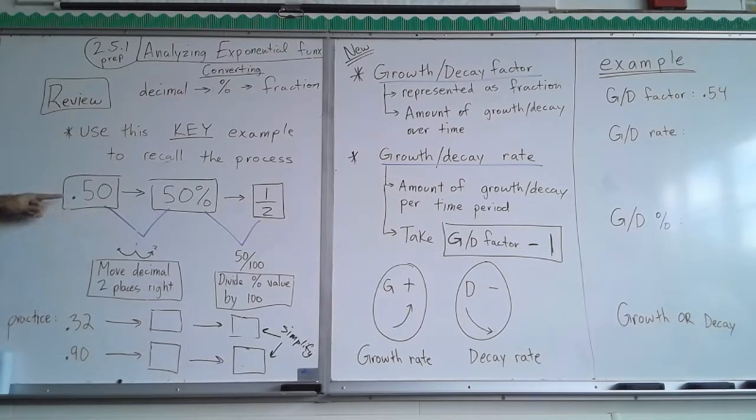To go from 0.50 to 50%, all you have to do is move the decimal 2 places to the right. It's really just multiplying by 100. So we move it 2 to the right, even if it's a whole number. So even if we have 1.25, if I am going to convert this to a percent, I'm going to take the decimal and move it twice to the right. So then I'd have 125%.